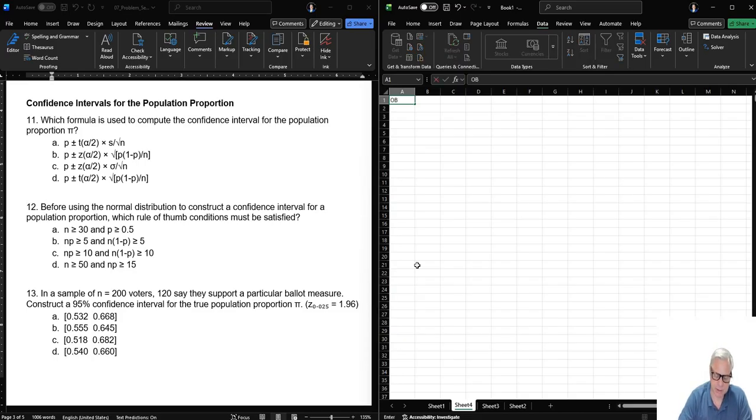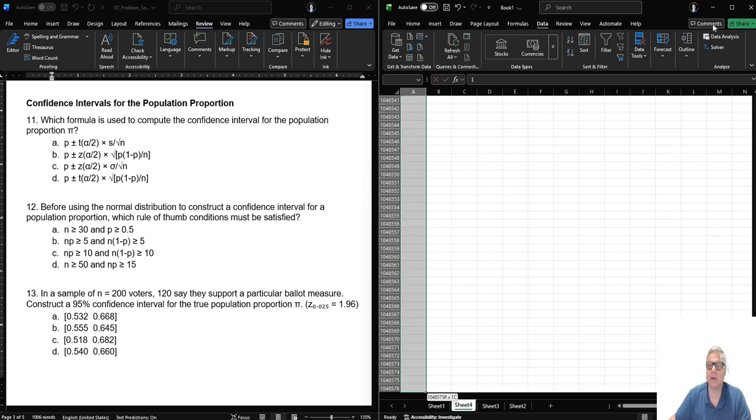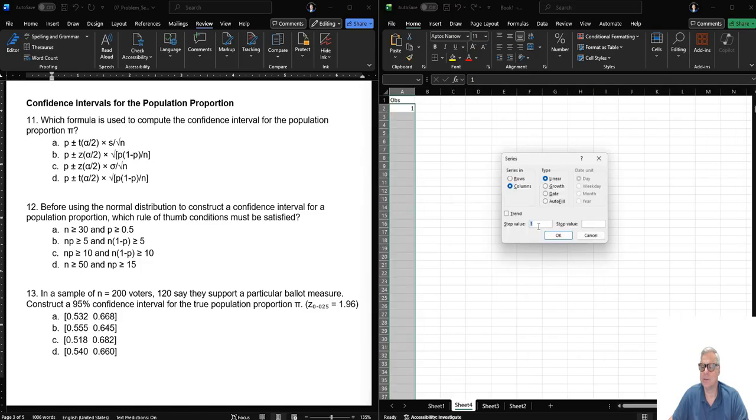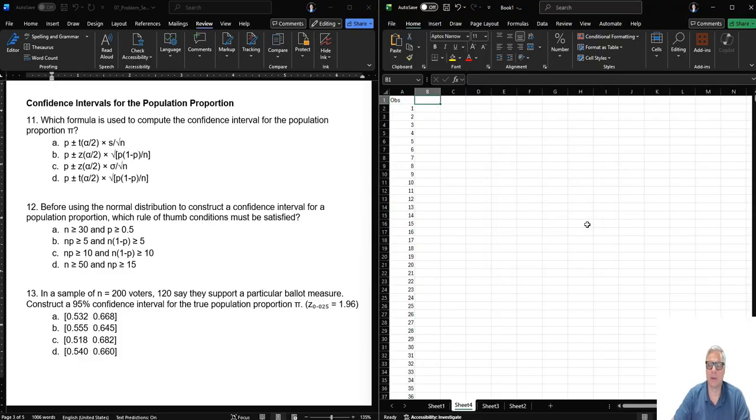So let's assume I have an observation of 10,000. So let's create a column of 10,000 observations. And we fill that with a series, a step value, and we end at 10,000. 1, 2, 3. Okay, so now what does a proportion in a population look like? So we have our values, the xi's, but they come now from a Bernoulli distribution. It's basically success or failure.